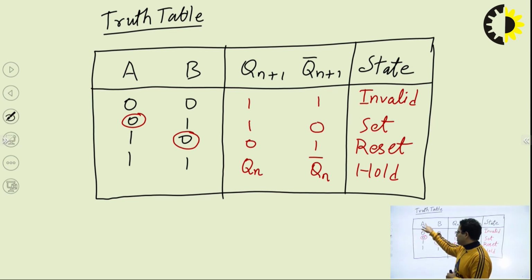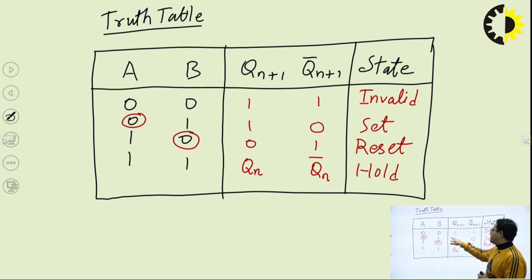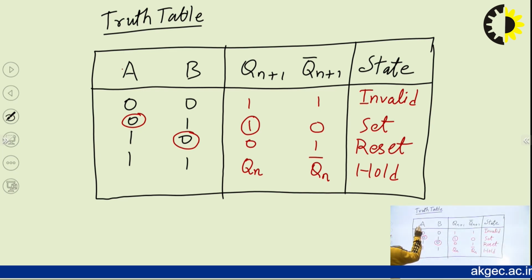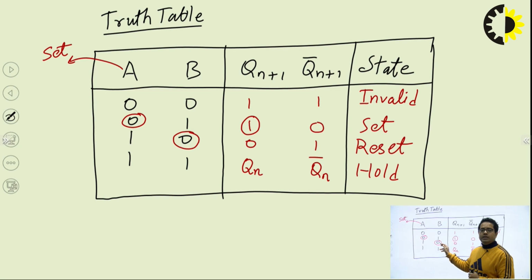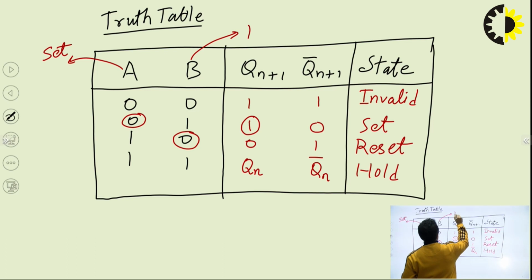So I am giving 0 to my terminal A, and I am seeing that my output is 1, which means that this terminal's name can be coined as set. So this is your set. Similarly, for B, if you are giving input to B as 0, observe the output, it is 0. That means B can be named as reset. So that is reset.